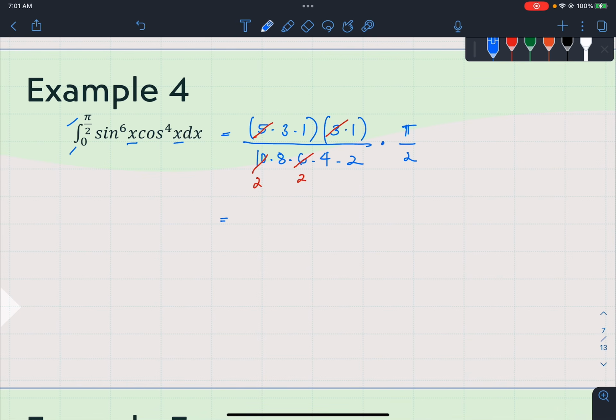So that will become 3 times pi, it's 3 pi. So 2 times 8 is 16. 16 times 2 is 32. 32 times 4 is 128. This is correct.